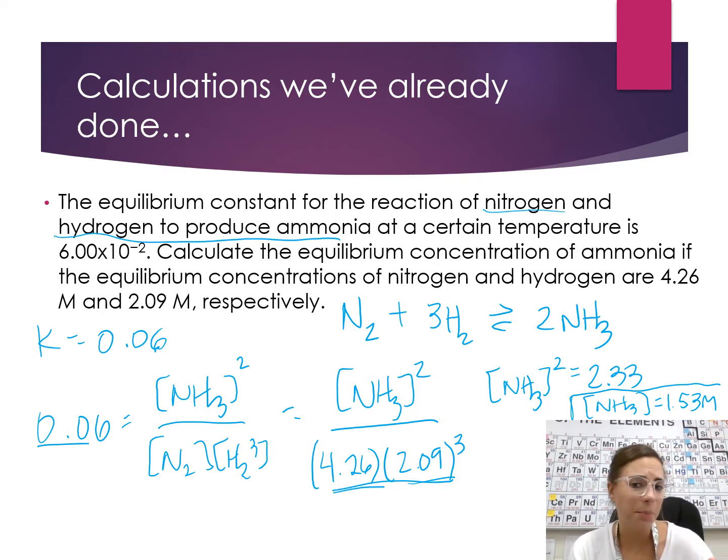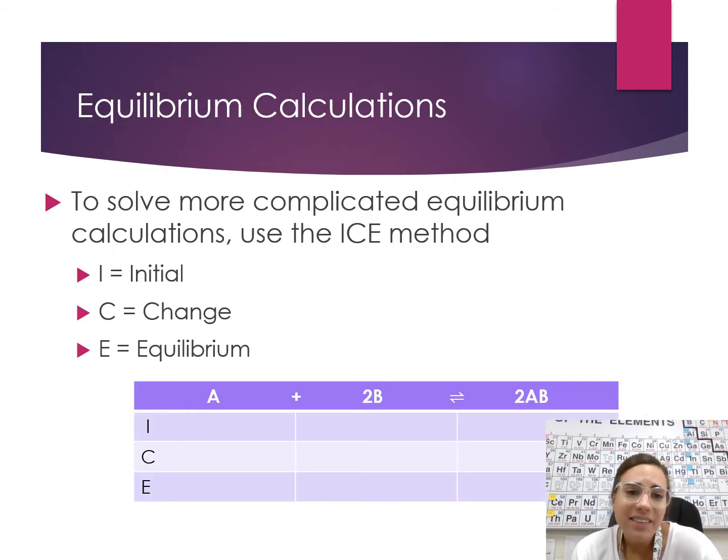So now we're going to take it up a notch, and we're going to do some that are a little bit more complicated. When we get to these more complicated equilibrium calculations, we're going to use something called the ICE method. If you look up videos, you might also see it called the RICE method. So the R, if you do see it called the RICE method, just stands for the reaction. But I've always called it the ICE method. I stands for initial, C stands for change, and E stands for at equilibrium.